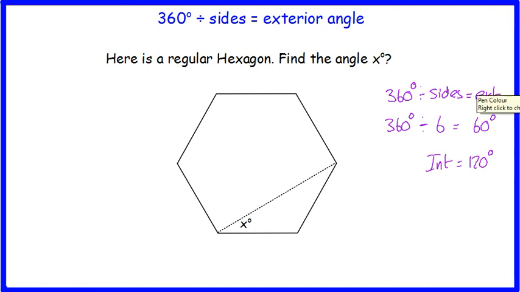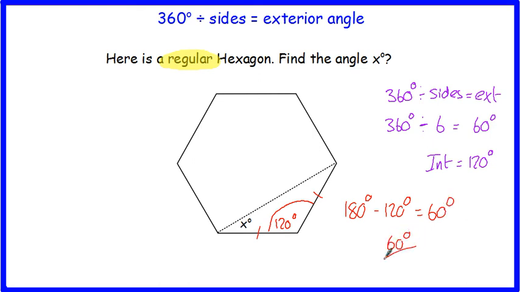So that's going to be a big help. So I know this is 120 degrees. I also know, because the shape is regular, that this is an isosceles triangle. So if I do 180 degrees, take away 120 degrees, and then that's 60 degrees divided by 2, that will give me X is 30 degrees.